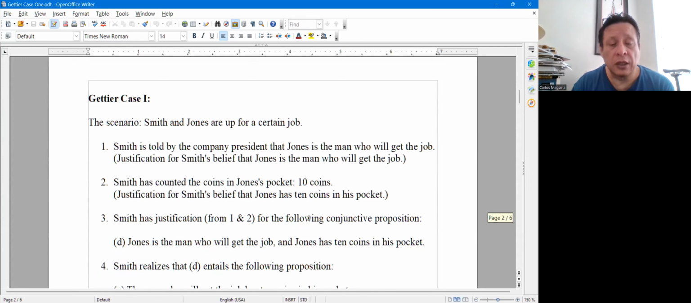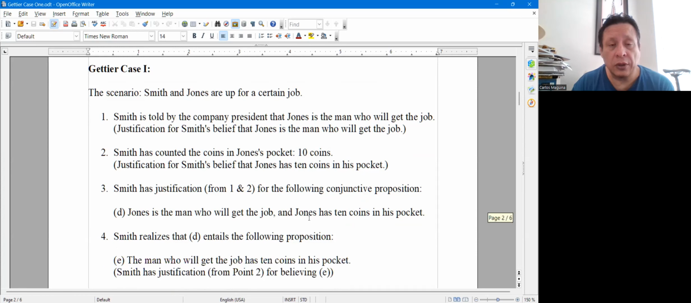I give it here, and I kind of list it as premises, but you don't need to think about it that way. Think of them as the conditions, or the scenario as he sets it up. So Case 1: Smith and Jones are up for a certain job. So let's call it premise 1.